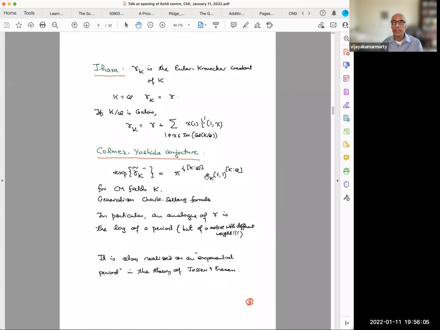It's virtual. And what's fascinating about this, by the way, in the case that K is an imaginary quadratic field, this is the Chowla-Selberg formula, which evaluates the period of an elliptic curve in terms of values of the gamma function. So the Colmez-Yoshida conjecture is a big generalization of the Chowla-Selberg formula, and it involves this mysterious gamma, and it involves periods of abelian varieties with complex multiplication.